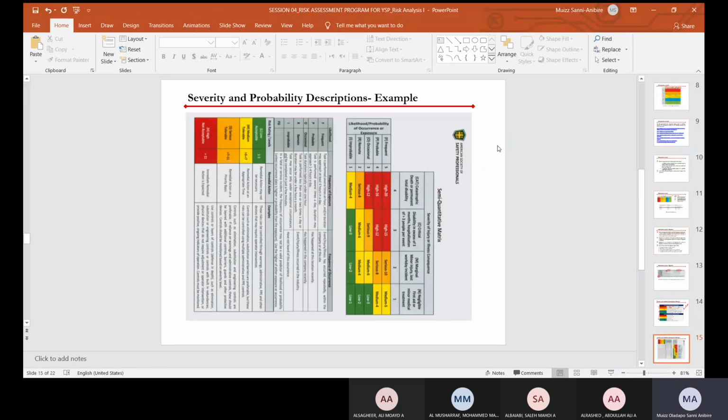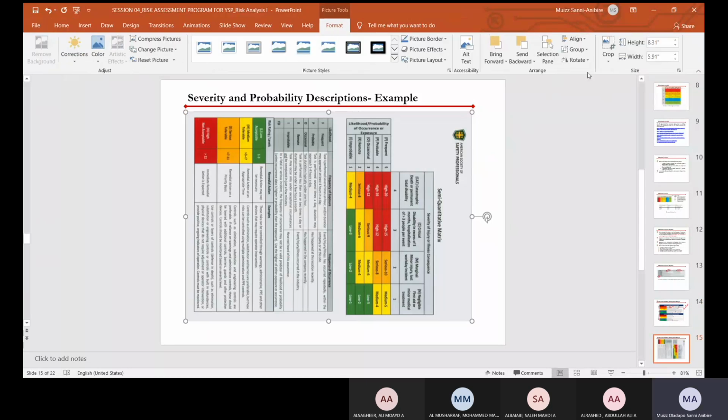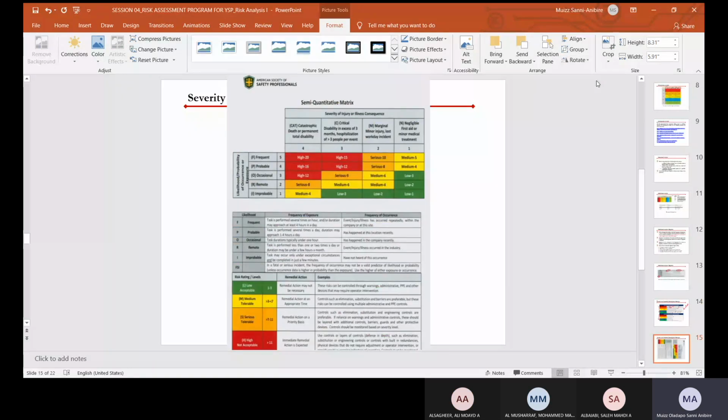All right. So basically here in this slide we have, let me try to rotate this. Okay. All right. I hope this is clear.